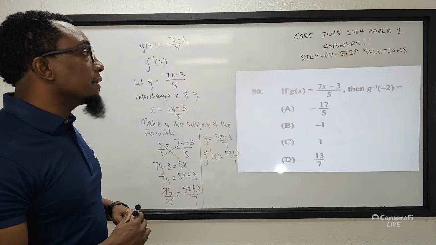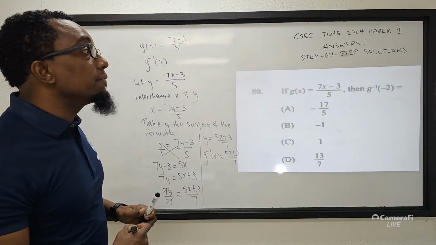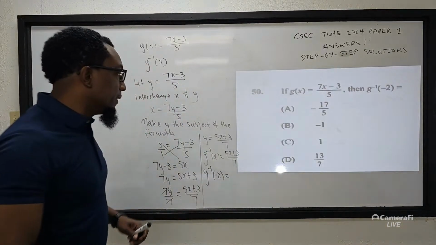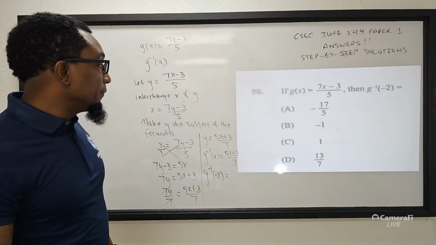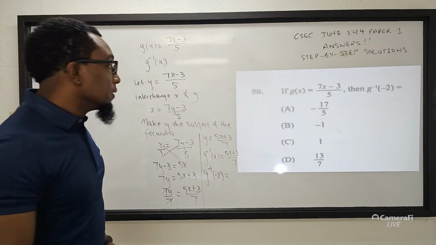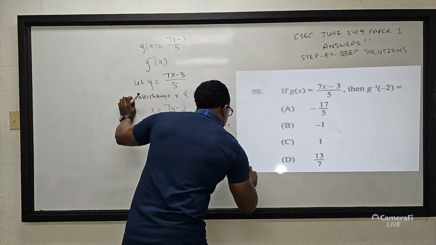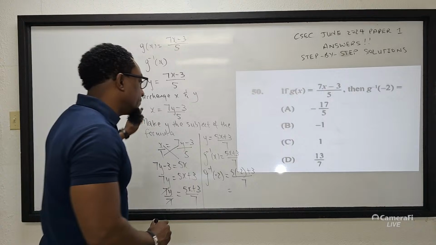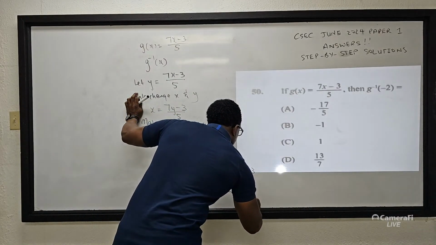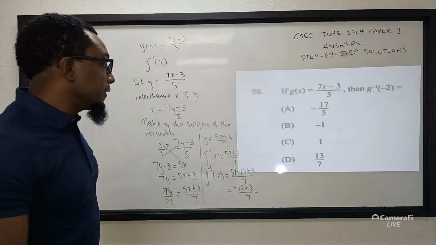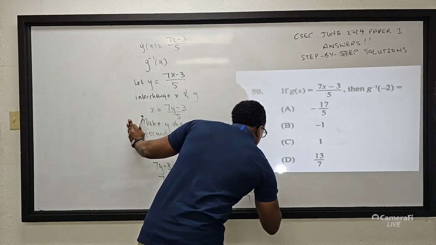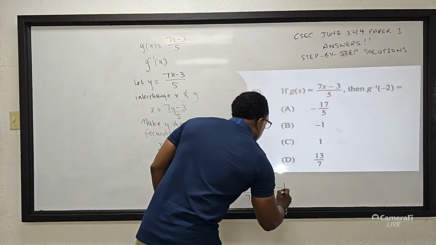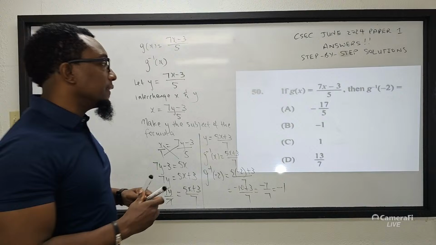So having found g inverse of x, I can now find g inverse of negative 2. So g inverse of negative 2 simply means I'm going to replace x in my expression for g inverse of x with negative 2. So this is 5, negative 2 in brackets plus 3 over 7. 5 by negative 2 is negative 10 plus 3 over 7. Negative 10 plus 3 is negative 7 over 7. And therefore, I'm going to get g inverse of negative 2 as negative 1. So the answer for question 50 is B.